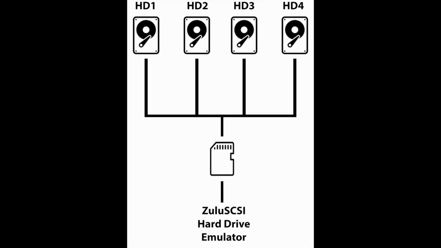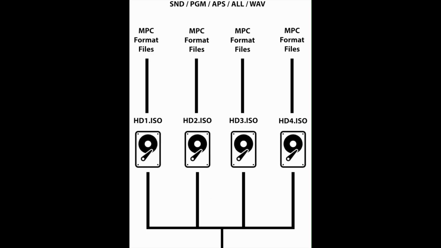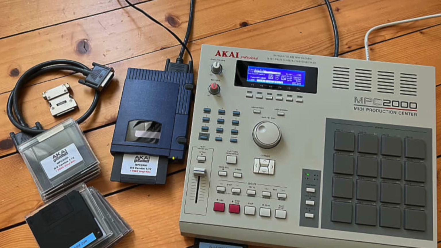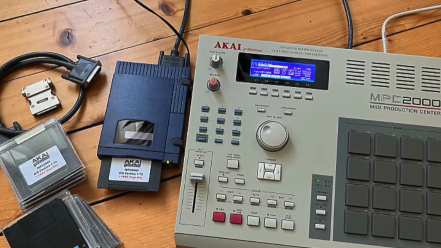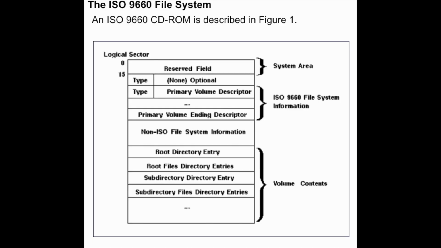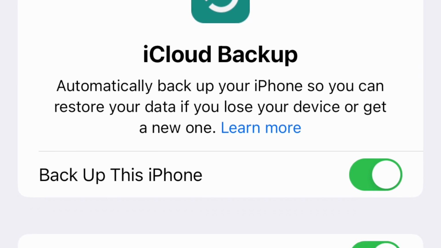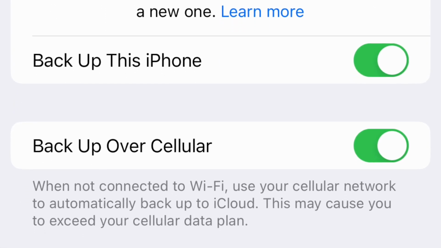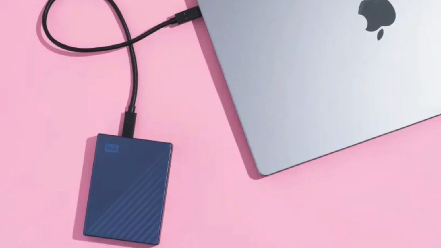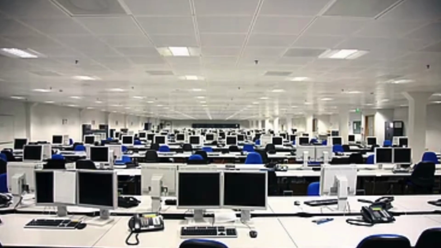Instead of storing your data directly on the SD card, the ZuluSCSI holds data in containers called ISO files. They're also known as disk images, and they're virtual hard drives that are stored on the SD card. It sounds technical, but in practice, it works the same as saving sounds to a zip disk or physical hard drive connected to the MPC. Think of an ISO file as a snapshot image of an entire file structure, like a clone of a hard drive or a group of files. Similar to when you save backups of your iPhone to iCloud to be recovered later. It can be mounted like a USB stick or external drive or cloned to another disk.